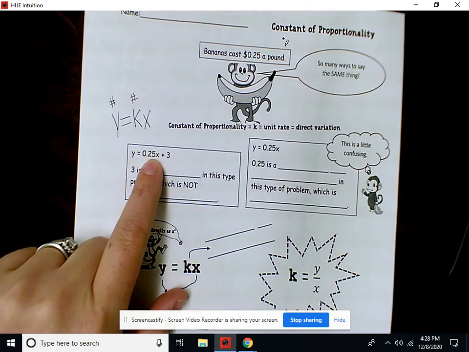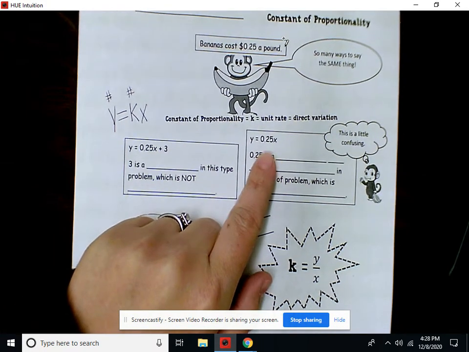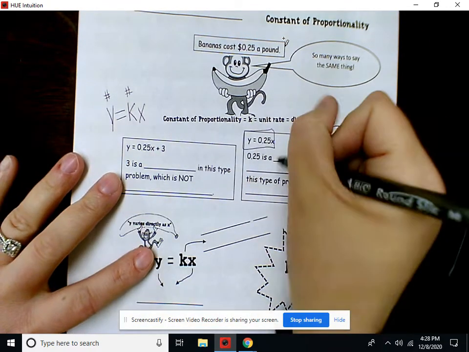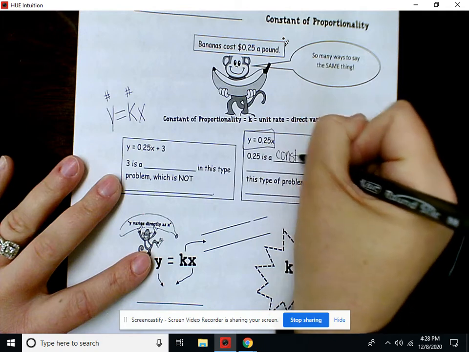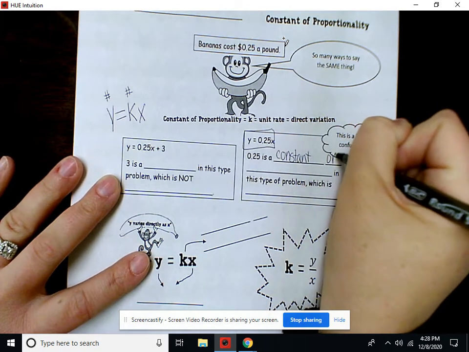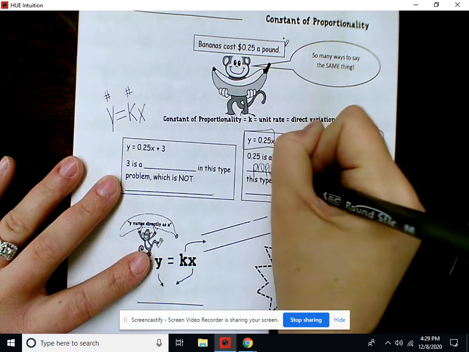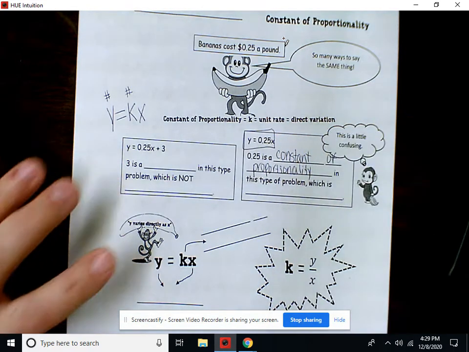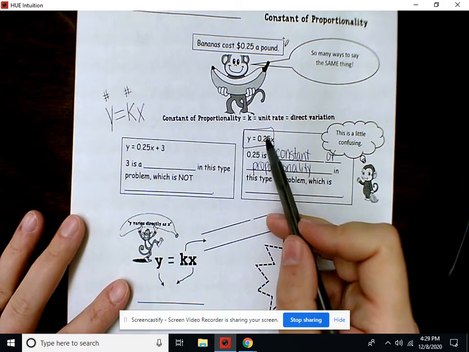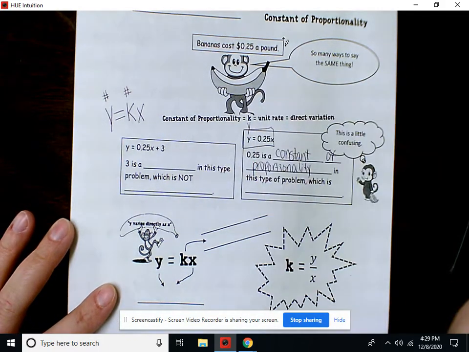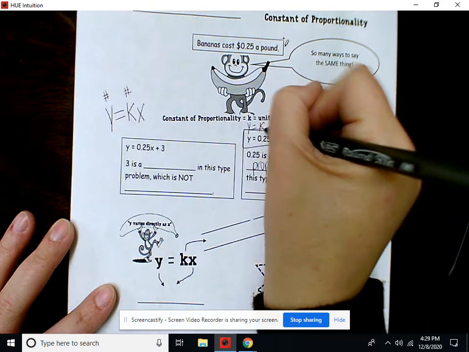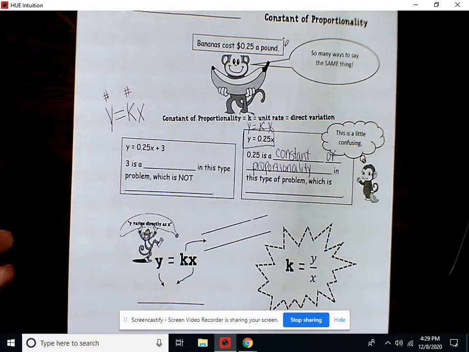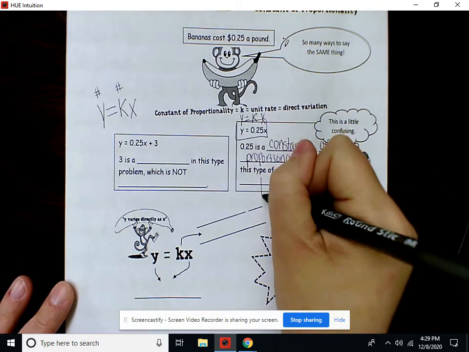y equals 0.25x plus 3, y equals 0.25x. So let's start with this one on the right. So 0.25 is a constant of proportionality, okay, because it's in the form of y equals kx. So y was y, 0.25 was our k, and then x was x. So in this type of problem, since it's constant proportionality, we say this is proportional.